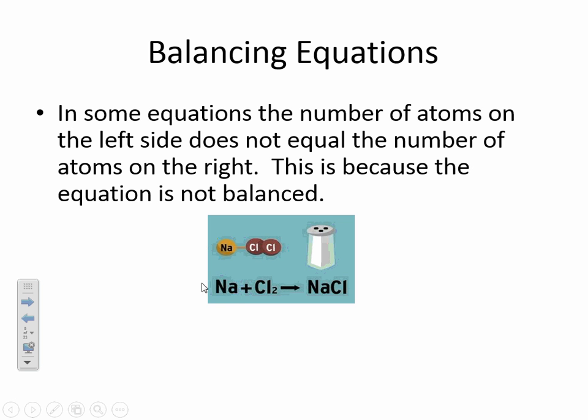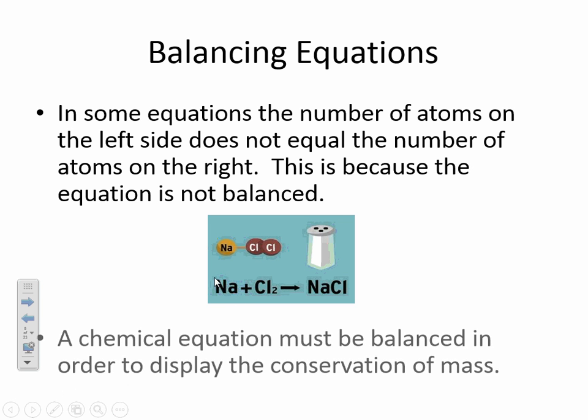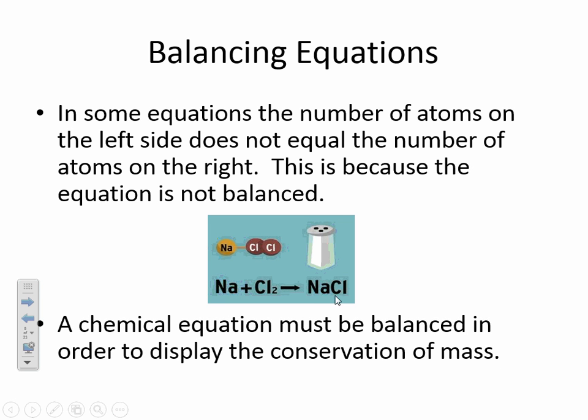Well, if you go ahead and look here, you have one Na on the left, one Na on the right. You have two Cl's on the left, one Cl on the right. So what are we going to have to do? We're going to have to use something called a coefficient, which means we're going to put a large number out in front of the entire compound.